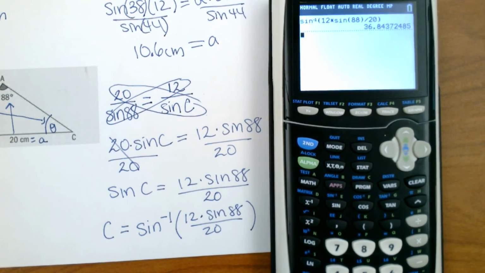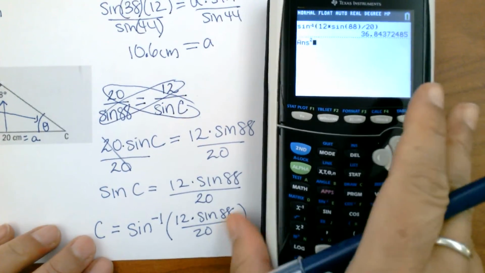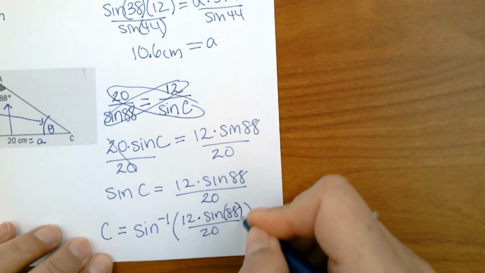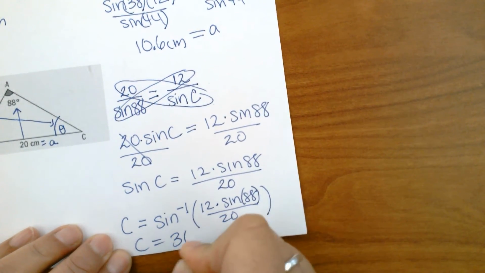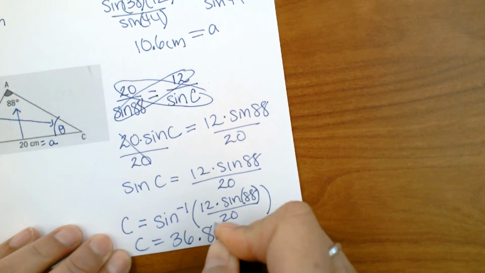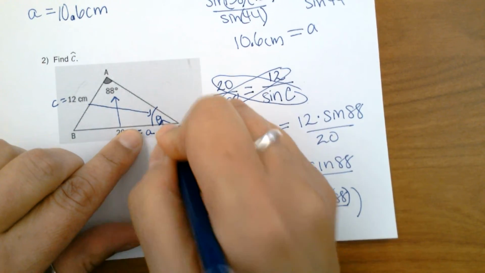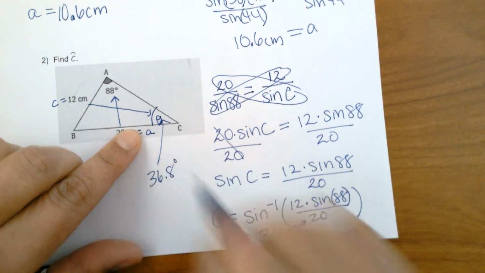Enter, and we get 36.84. So C equals 36.84, so 36.8 degrees. So that's this angle right here, 36.8 degrees.